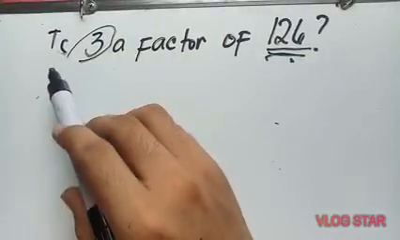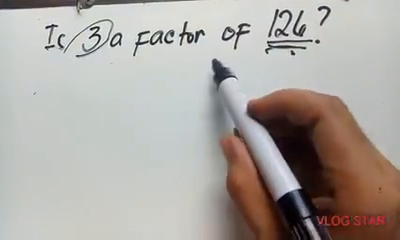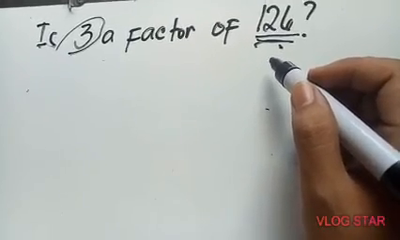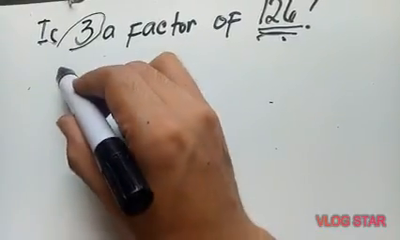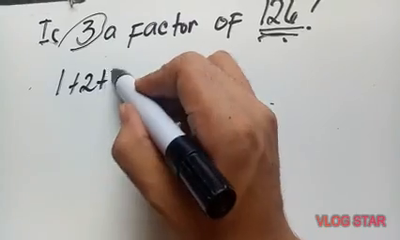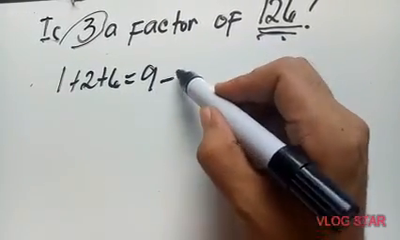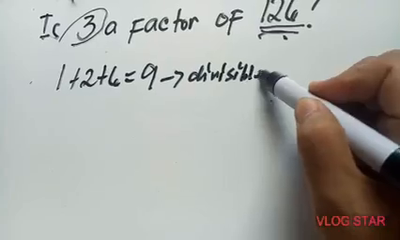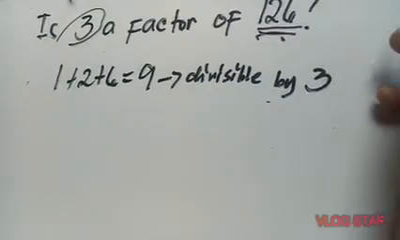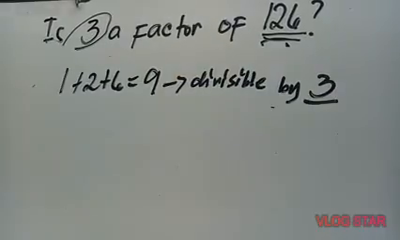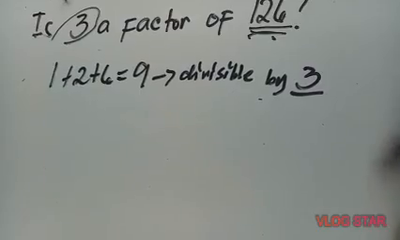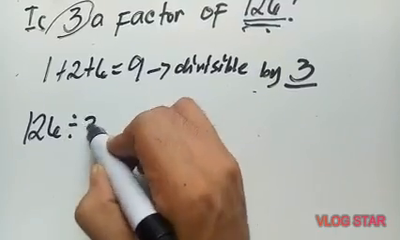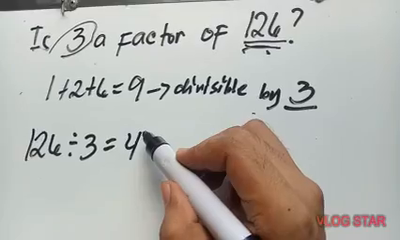So here is the question. Is 3 a factor of 126? We will use the divisibility rule for 3 in answering this question. 1 plus 2 plus 6, the answer is 9. It means that 126 is divisible by 3. So we can say that 3 is a factor of 126. And one thing more, 126 divided by 3, the answer is 42.